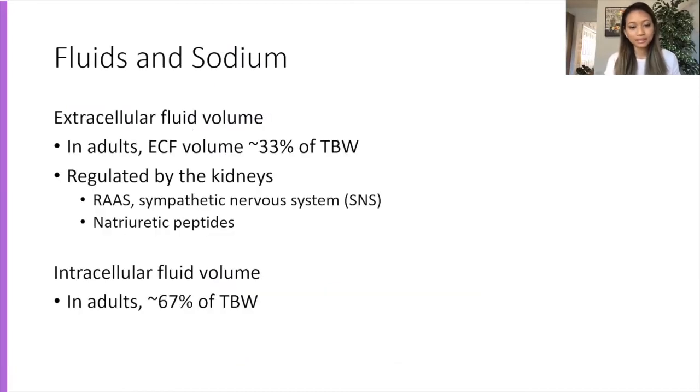There you go. Okay. So fluids and sodium, the extracellular fluid volume. In adults, the extracellular fluid volume is about 33% of the total body water, which I mentioned earlier. It's regulated by the kidneys, the renin, angiotensin, aldosterone pathway, everyone's favorite to learn about, and the natriuretic peptides, so BNP and ANP. The intracellular fluid volume is about 2/3 of the total body water. Next.